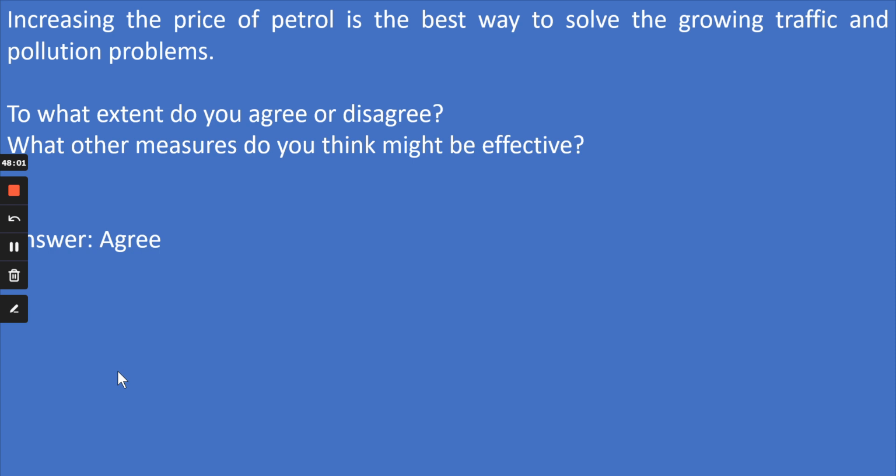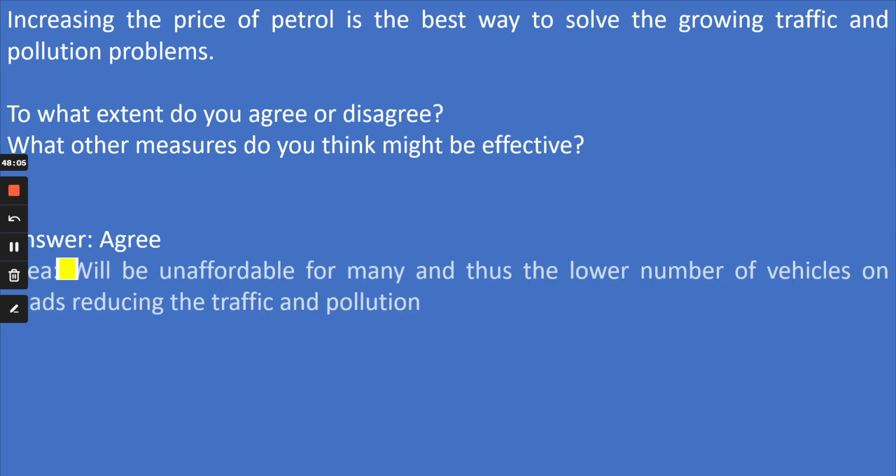I will go with agree in this essay, and I will give one reason how. Idea: if you increase the price of petrol, it will become unaffordable for many. And if it is unaffordable, there will be less vehicles on the road. And if there is less vehicles on the road, automatically there will be less traffic. And once there is less traffic, less vehicles, automatically less pollution.